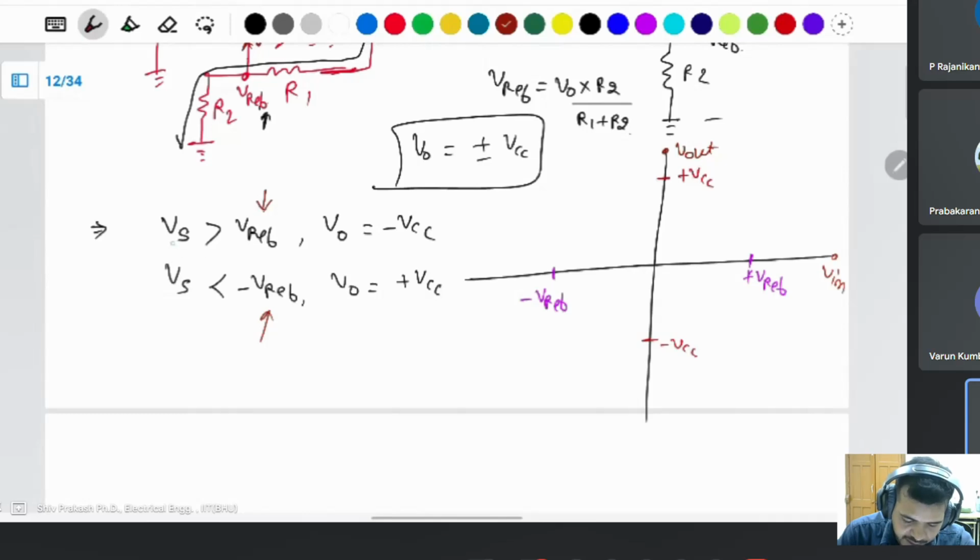Circuit is given. If Vs is greater than the V reference value, it means Vs is greater than V reference, then the output voltage will be negative. Between them it will be plus VCC. When it reaches this point, this will be minus VCC. It will commence like that. Same thing on the negative side: Vs is more negative than V reference. Then in this situation the output voltage is plus VCC. It will be like that.